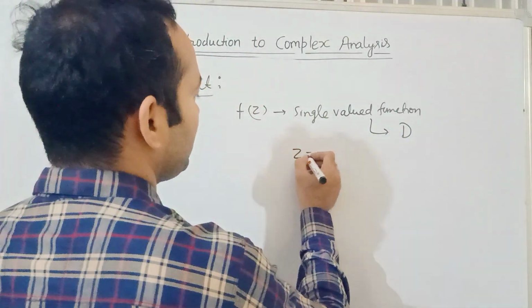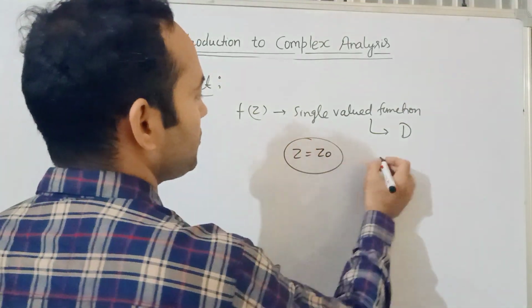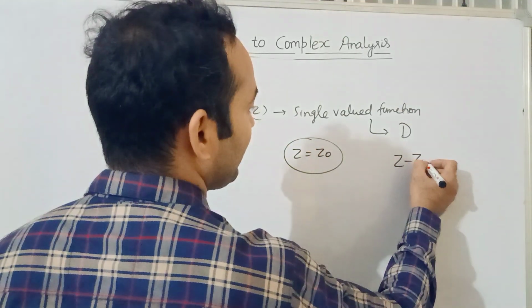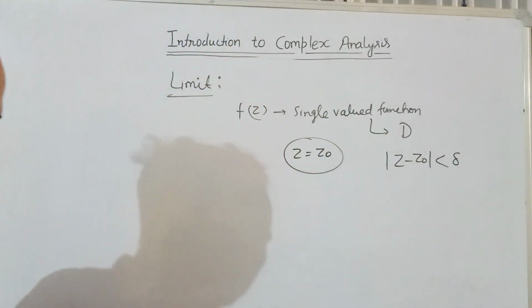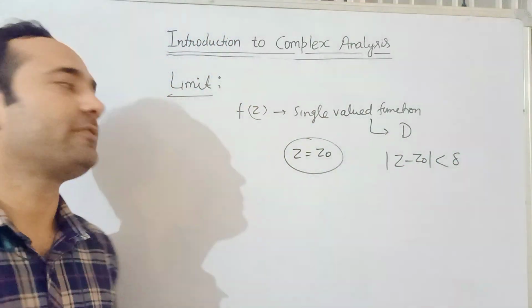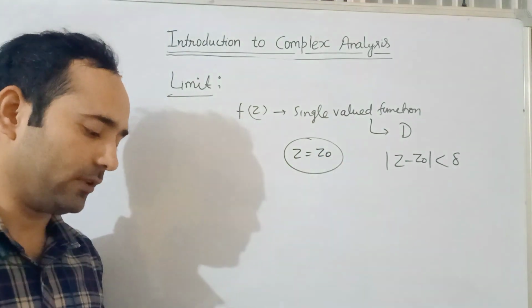Which includes a neighborhood of z = z0. What do you mean by that? I will explain it in the next video. Now, f(z) may or may not be defined at z = z0.